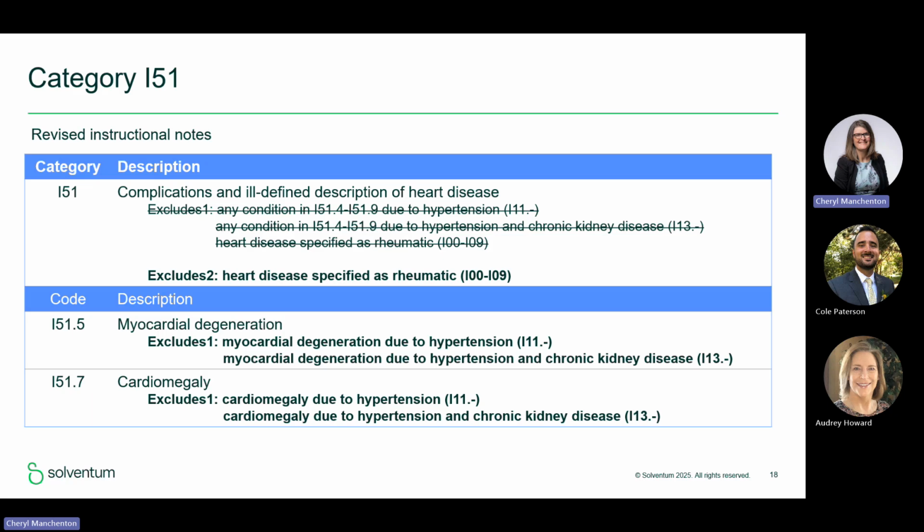And here's our next topic. Next topic is related to category I-51. The main change is that the excludes one notes related to hypertension were moved from the category level at I-51 and added to the individual code level under codes I-51.5 and I-51.7. The reason for this is because of the different guidance depending on the condition when present with hypertension. To further clarify, the guideline was updated, as we will see on the next slide.